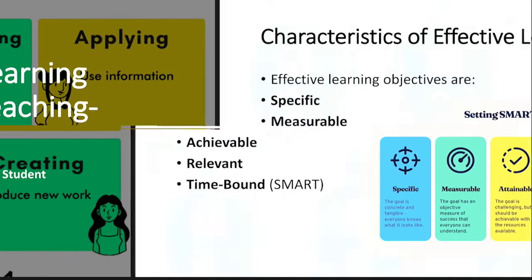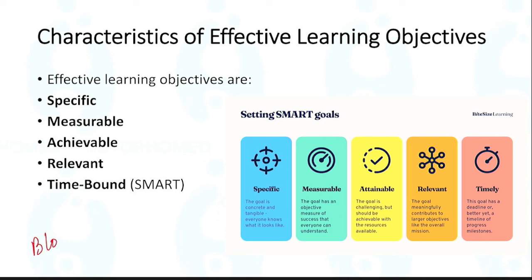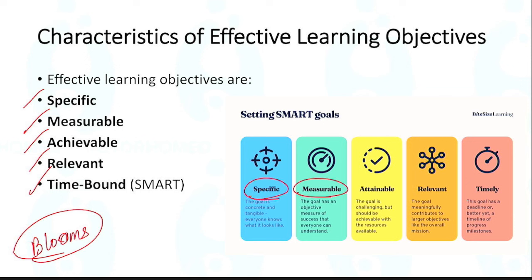And also, other than the SMART criteria, there is one more about Bloom's taxonomy, which has already been dealt with in the previous videos. Please go back and see that. So yes, the SMART criteria have to be fulfilled when making up an objective. While creating a learning objective, these criteria have to be fulfilled. What is SMART? S is for specific, M is for measurable, A is for attainable, R for relevant, and T for time bound.